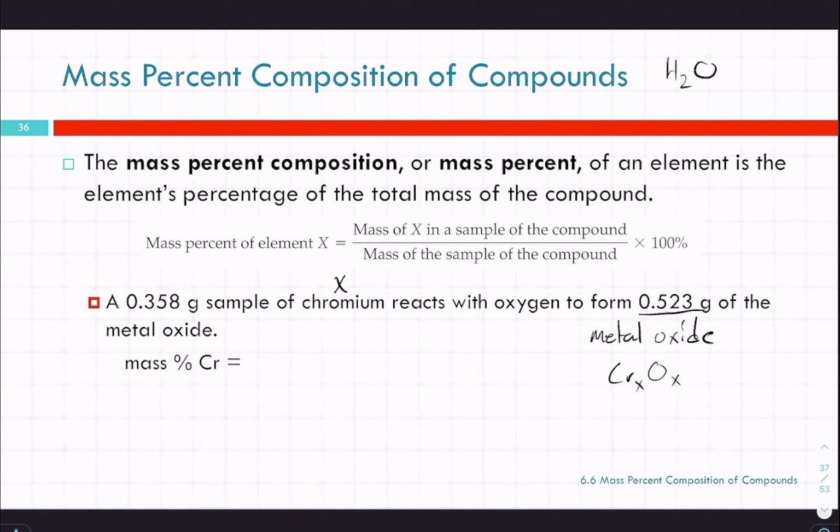So I'll do the 100 on this side. So 100 times 0.358 grams of chromium divided by 0.523 grams of oxygen, or metal oxide. Or I'm using X here to denote, we don't know how many of each.